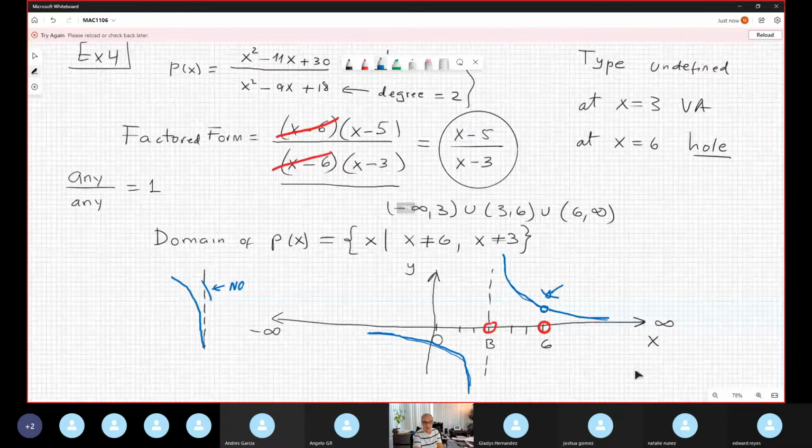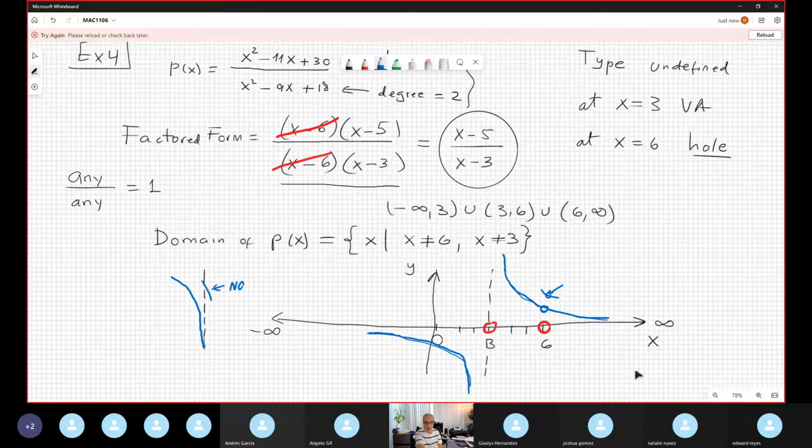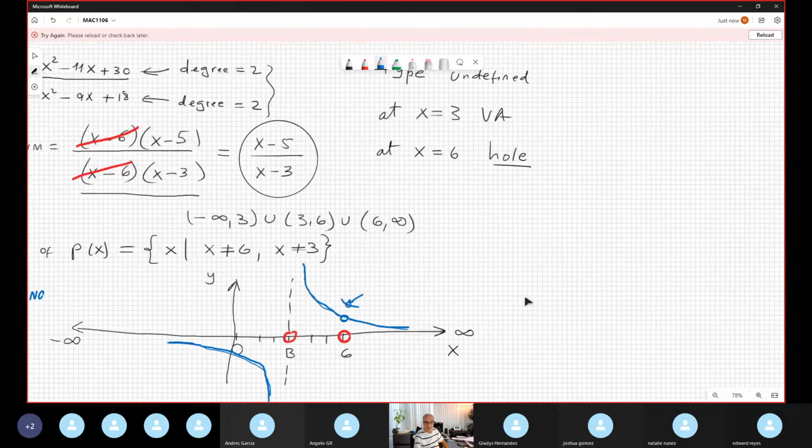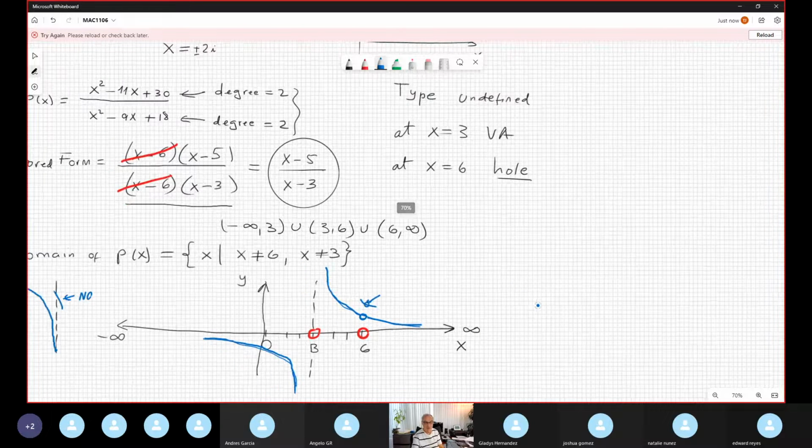Okay, the first thing that you should do in the analysis of the rational function is factorization. Factorize the polynomial at the top, factorize the polynomial at the bottom. If by coincidence some factor is repeated, you delete it, and the factor gets represented as a hole. The factor that stays in the bottom is a vertical asymptote. End of the story.